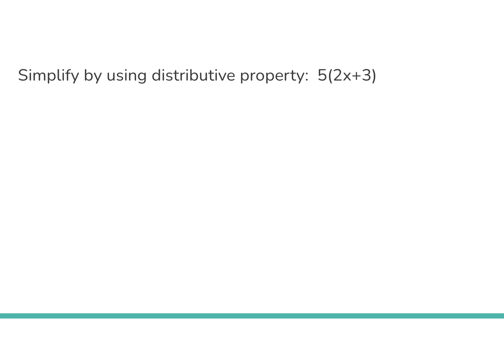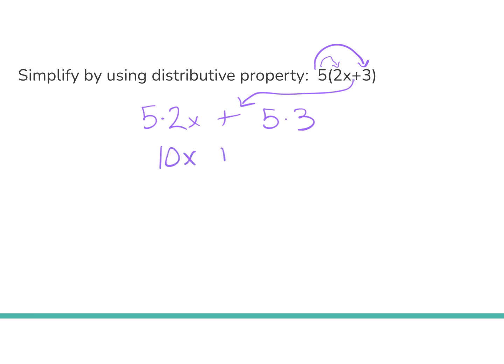Simplify by distributing. So go ahead and do that. So the first thing you should have done is 5 times 2x. I'm going to use plus because that's the operation that's being used. And then 5 times 3. So 5 times 2x would just be 10x. Plus 5 times 3 is 15. So you get 10x plus 15.